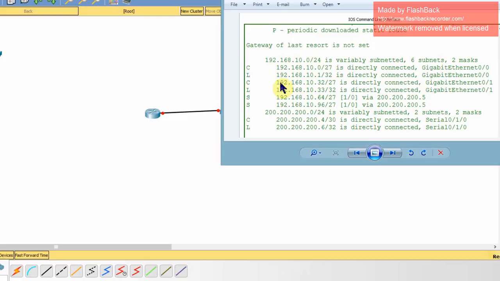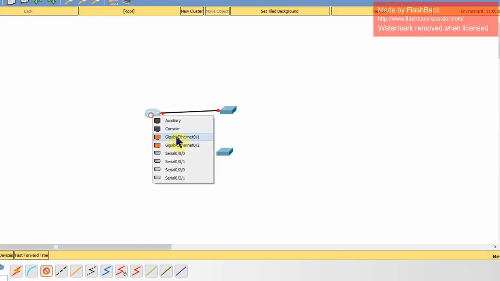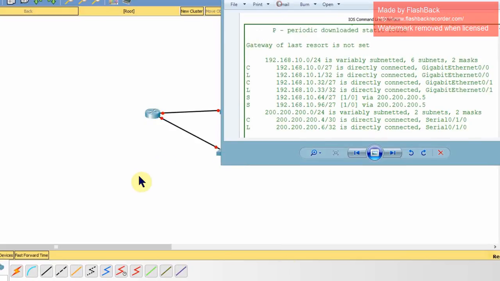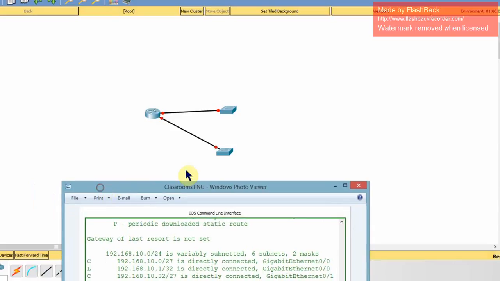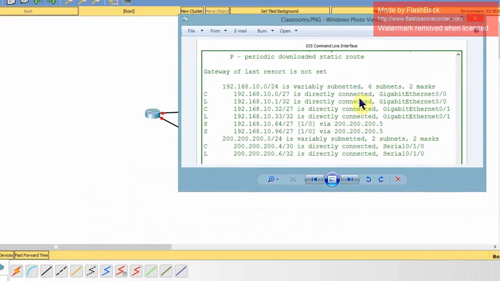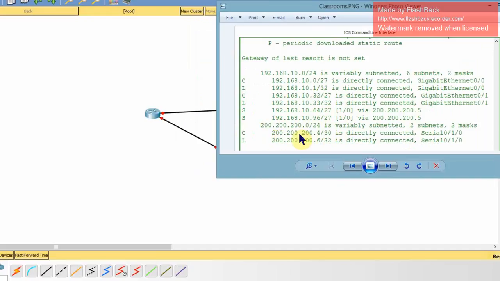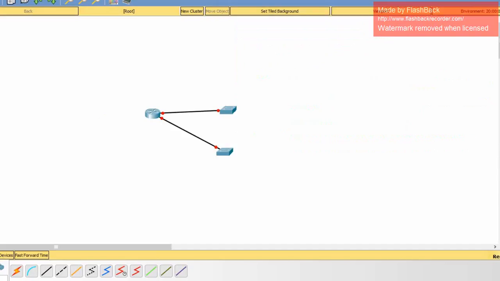The next line we have is another /27, and it is another Gigabit Ethernet, so it's probably another network. Now obviously I cannot tell you exactly how many devices are at the end of each of these networks, but I can tell you that there are networks there. So we're going to skip down here. We have this 200.200.200.4, and it's a /30 directly connected on this line here. It is a serial, so it's a router.